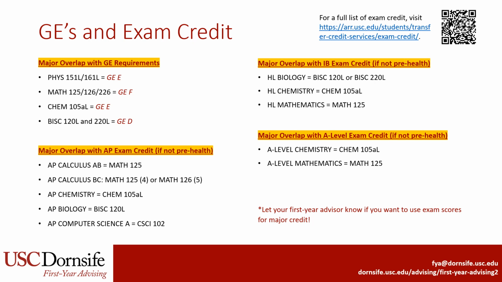It is also possible to fulfill some of the major requirements with AP, IB, or A-level scores if you are not pre-health. If you are pre-health, you may not use exam scores to fulfill these requirements. Please note that AP and IB physics do not waive any of the physics requirement for any of the majors covered today. You can scan the QR code here to see a full list of exam credit.